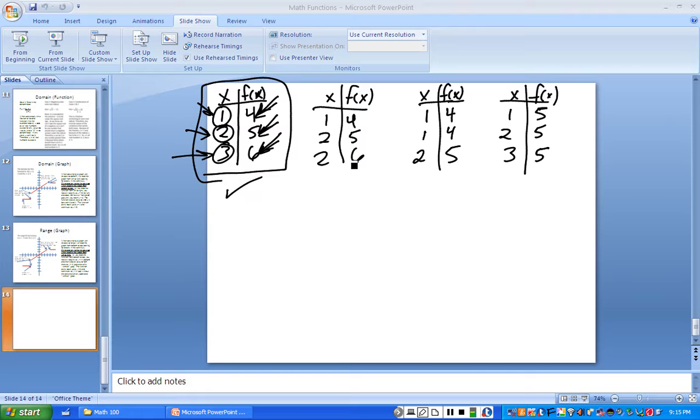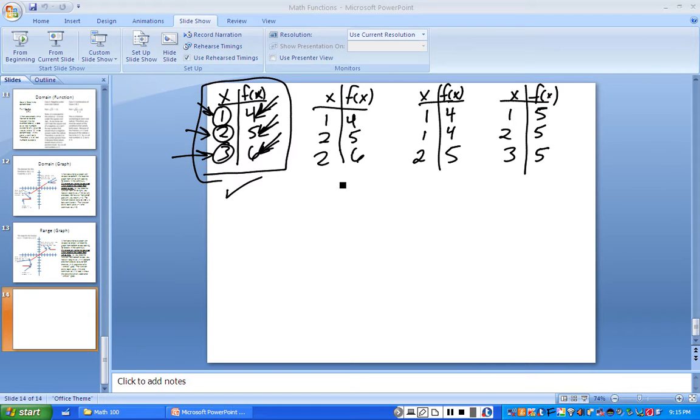Now when I look at the second one, again, does this table represent some function? Well, I have to ask myself. It says when I plug in 1, I get an answer of 4. When I plug in 2, I get an answer of 5. Now it says if I plug in 2 again, I'm going to magically get a different answer, which is 6. So this table is trying to make me believe that there's some function where I can plug 2 in and get 5, and then plug 2 in again and all of a sudden the answer changes to 6.